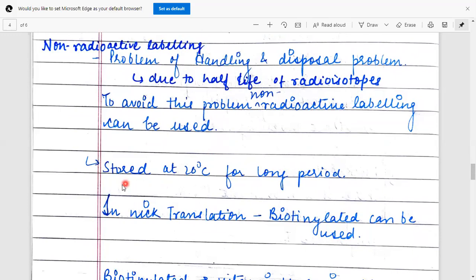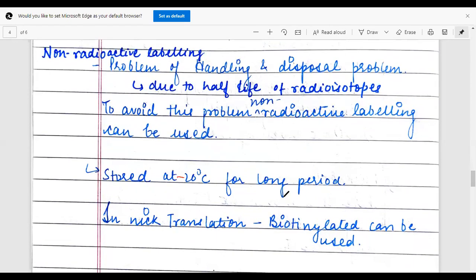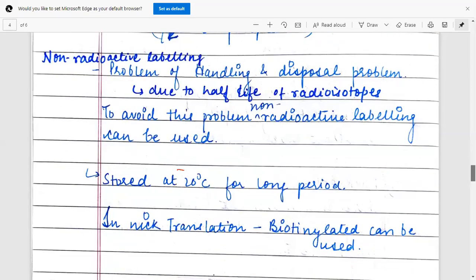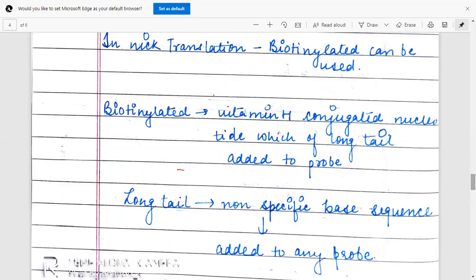There is a storage problem in radioactive labeling, but here it is not such a problem. It can be stored at minus 20 degrees centigrade for a long time. So in nick translation, we can also use the biotinylated, the non-radioactive labeling.